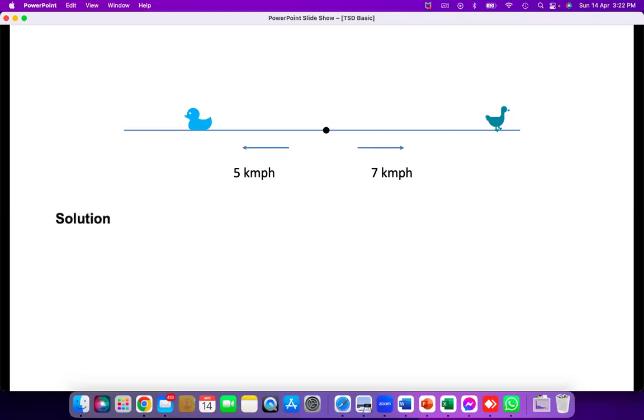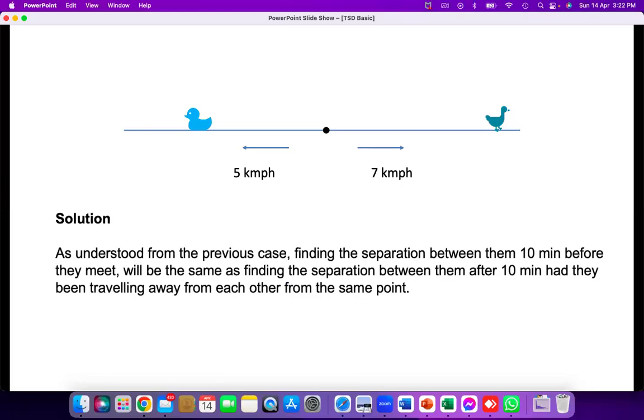Sir, I did it like this. Basically, they'll meet in 2 hours. So I calculated the distance that each of the two covered in 1 hour 50 minutes, and then I took the difference. For me, it's coming 22 by 6. I think this might be a calculation mistake, but it's the approach, right?